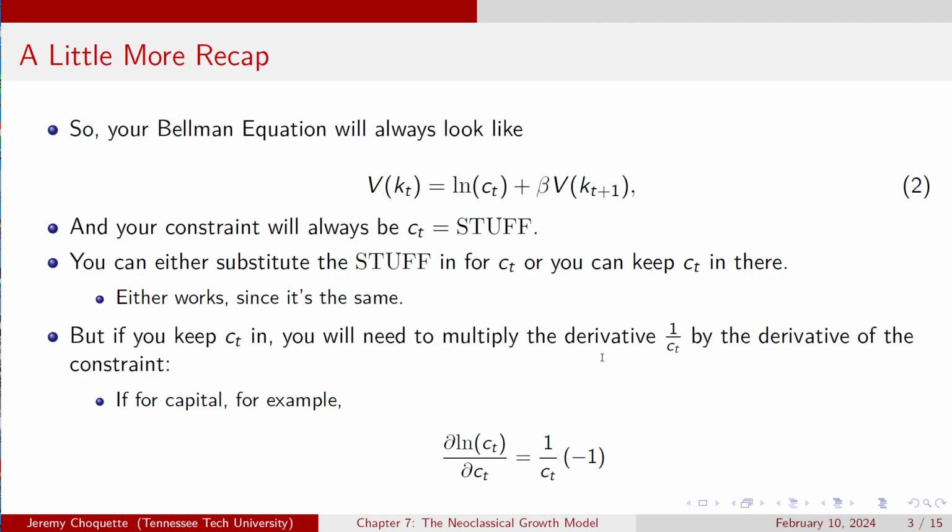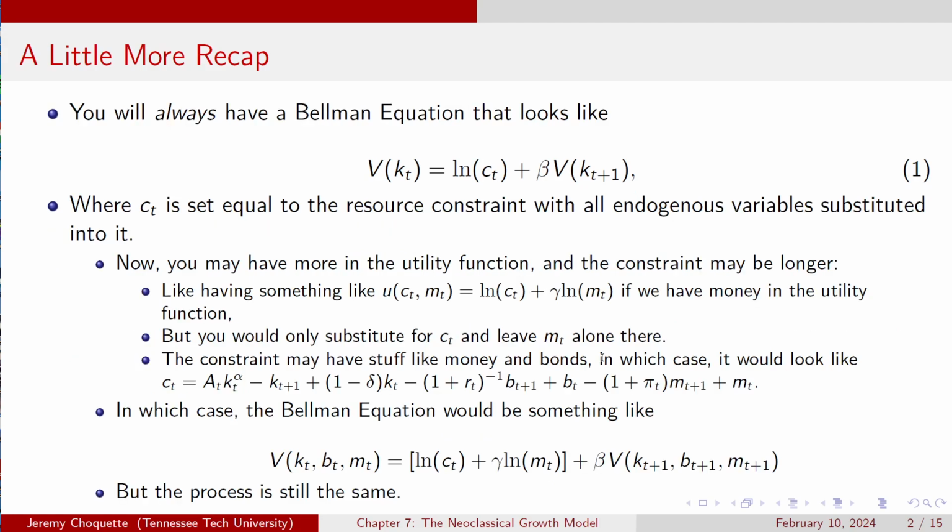It's just if you keep c_t in there, you don't put the stuff in there, you need to multiply that derivative, that 1 over c_t, by the derivative of the constraint with respect to whatever that other variable is, right? So if it's capital, it'd be 1 over c_t times negative 1. If it was, say, bonds, it would be 1 over c_t times negative (1 plus the real interest rate) to the negative 1 power. Why is that? Well, it's right here.